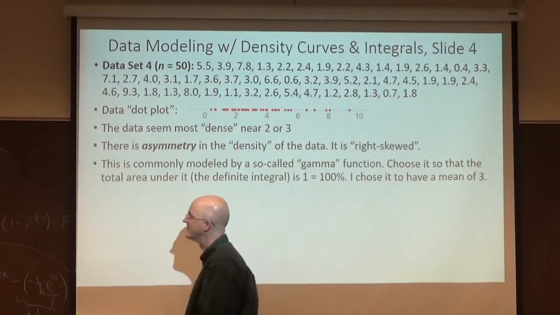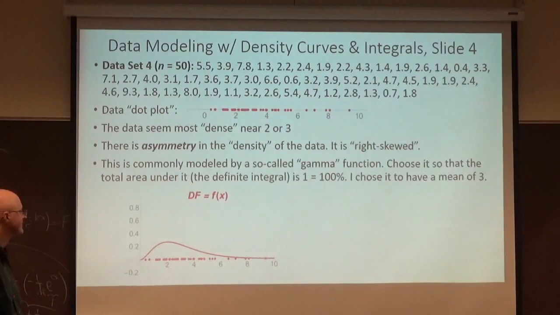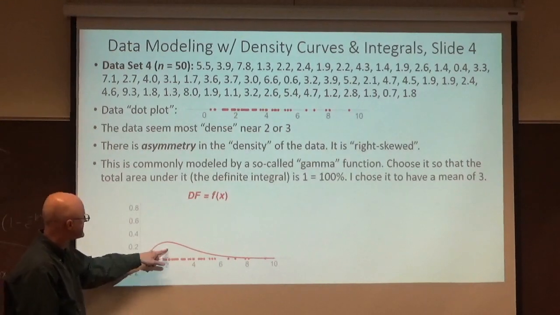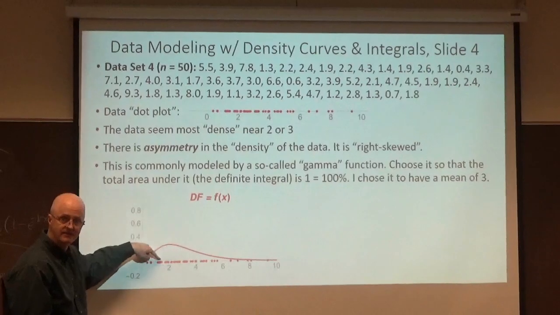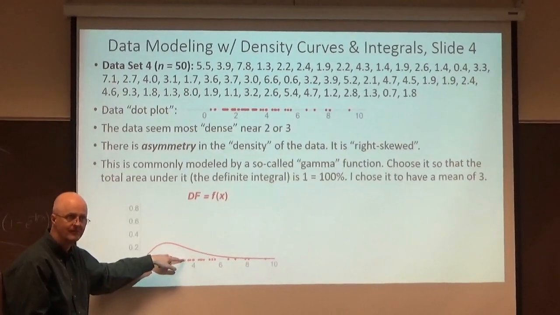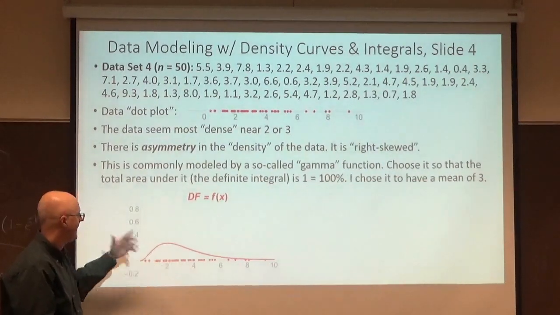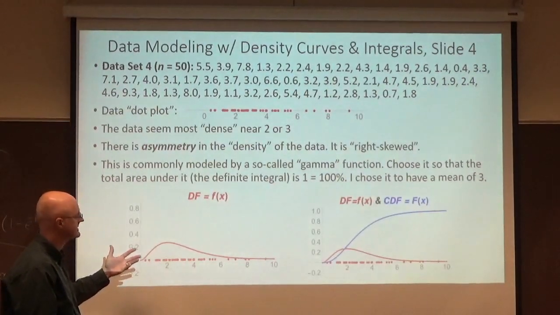And here's what the graphs look like. There's the density. The graph is highest near 2. That's technically where it's most dense, even though it's pretty dense near 2. The antiderivative going through the origin will be the cumulative distribution function, the CDF.